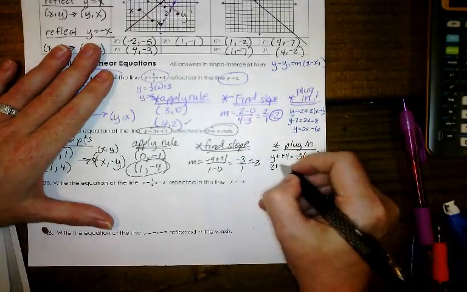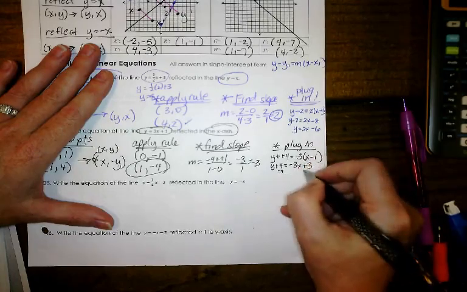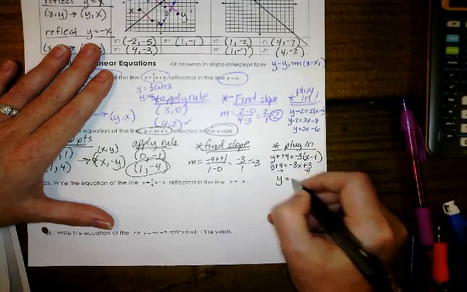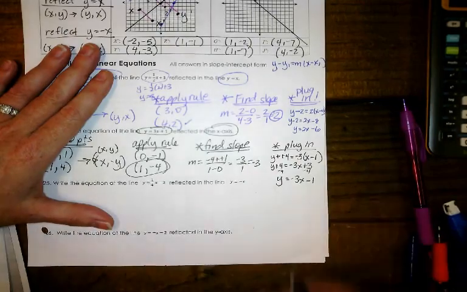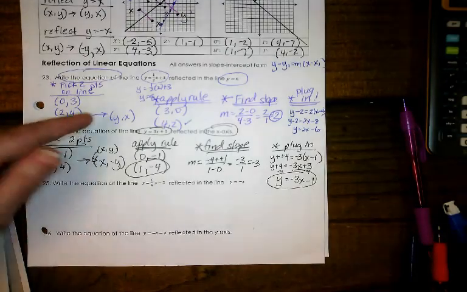Could you graph your original line and your reflected line to make sure that they actually are reflected across the x-axis? Yes, you could. Do you have to? No. Turn the page. We still got 10 minutes and we're going to finish this, dang it.